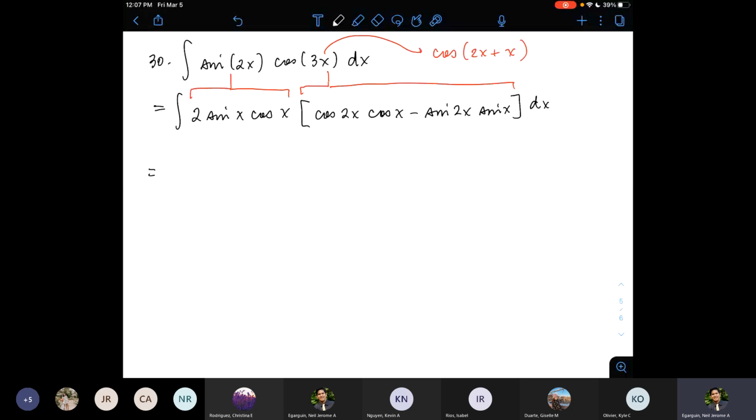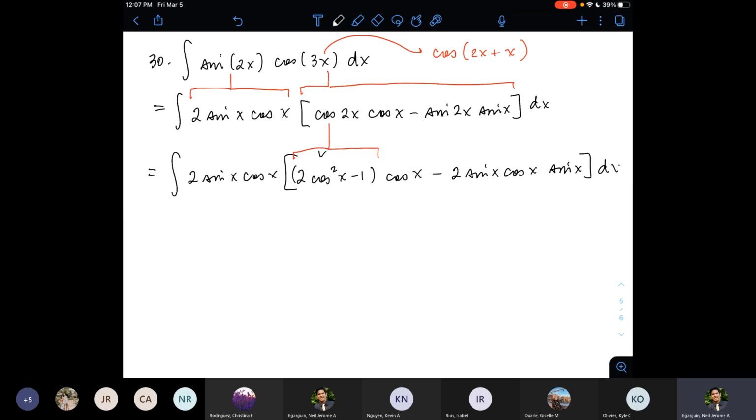So now I can further write the second factor here, or the second group, in terms of the argument x. So cosine 2x, I'll write it as 2 cosine squared x minus 1. That's the identity for that. Okay, so that's what happened there. So I still have a cosine x there. And then again, sine 2x is just 2 sine x cosine x times sine x dx.